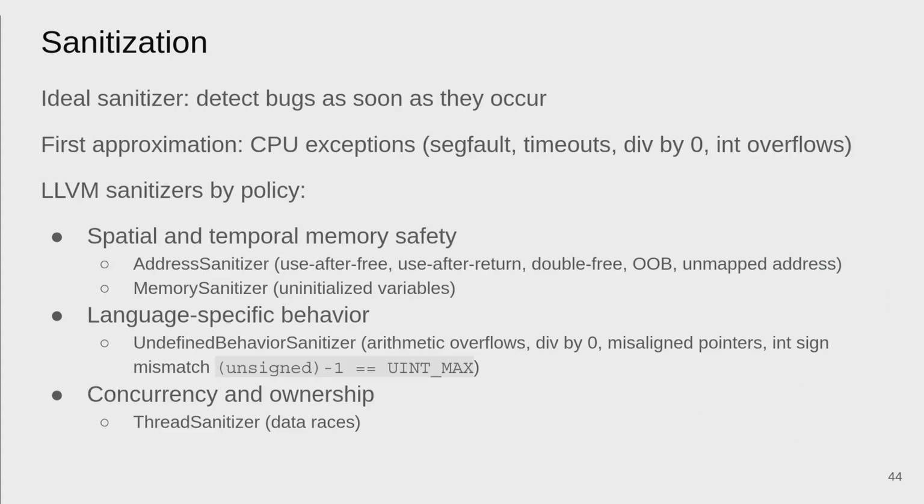An ideal sanitizer would detect bugs as soon as they occur. An approximation could be CPU exceptions such as segmentation faults, timeouts, division by zero, integer overflows that can trap. Right? So this is a good example. If there's an integer overflow or a division by zero, depending on how you set up your architecture, it will trap and just terminate the application right away.